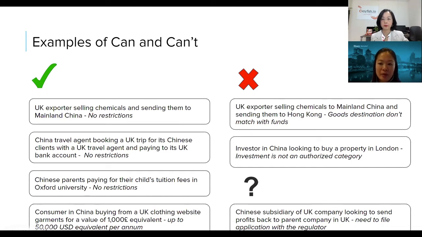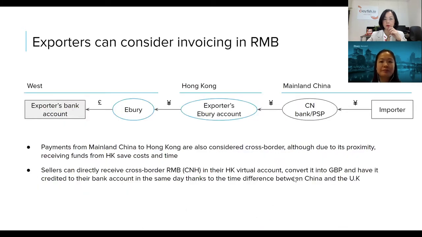And another example, and the last one, Chinese subsidiary of a UK company, right? So you set up an entity in China and you want to repatriate the profits that you're generating into your Chinese company. So this also needs a special application from the regulator in China. And it's not straightforward that you can be, let's say, sending your profits from your Chinese subsidiary to your parent company on a monthly basis. It needs a special regulation.